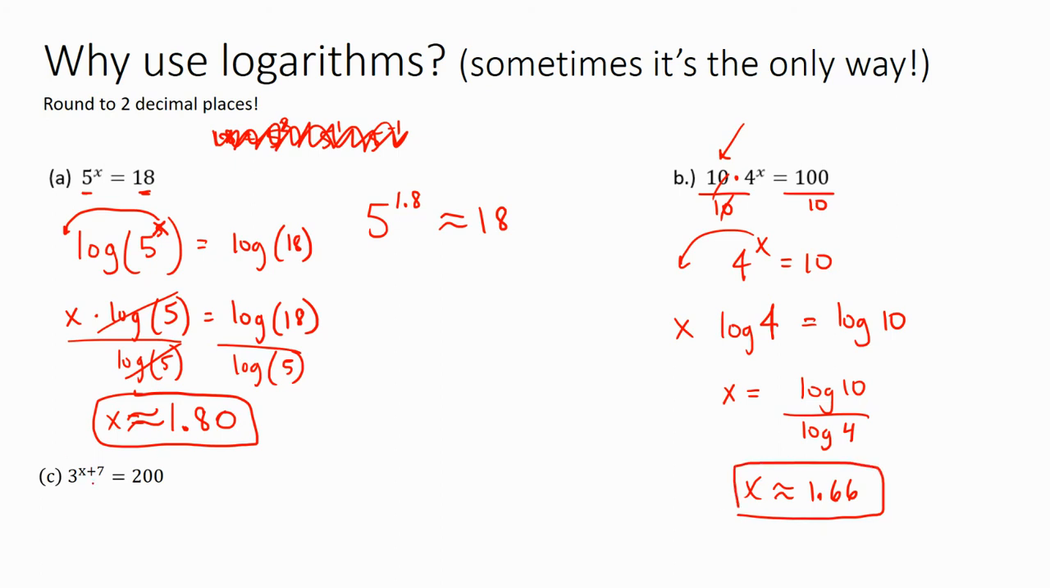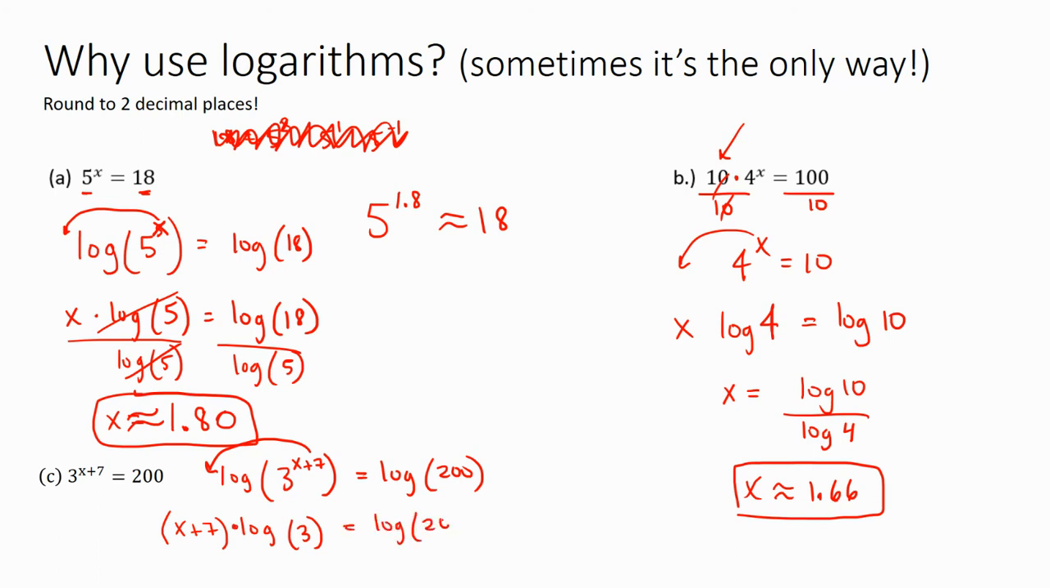Okay, last one. We've got some more stuff going inside the exponent there. So when I take log of both sides, let's just write it out the long way for this one, just so you can see. It would look like this with parentheses. Now whatever is in this power, I can move into the front. But when I do that, if it's a binomial or trinomial or whatever, we should put parentheses around it, because that whole thing is being multiplied now by log of 3. And I still have log 200 on the other side.